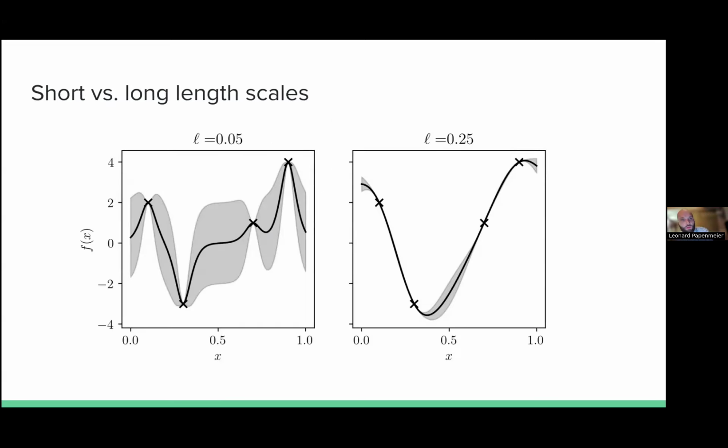And L is just a hyperparameter of the model that we fit using the data. Right, so just briefly, what's the difference between short and long length scales? Well, if you have short length scales, f varies very quickly. That's shown on the left here, where you have a length scale of 0.05. If you have a long length scale, then f varies more slowly, which is shown on the right.